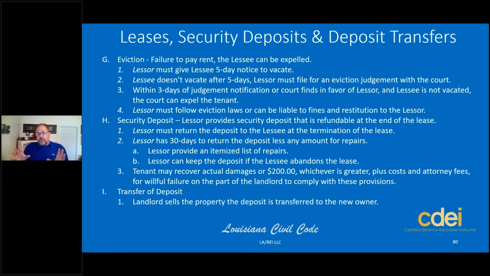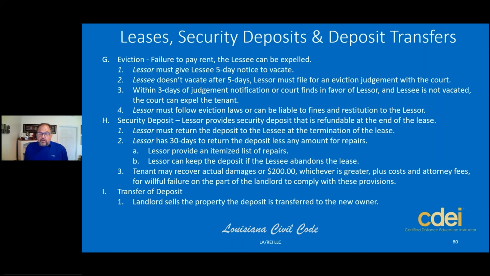Okay, and we're talking about a sale, a deed transfer. So 100% of the security deposit is going to be transferred to the new owner. Okay, so very important to understand. Eviction, 5-day notice. You got 5 days to vacate, and then within 3 days of the judgment notification, if the court finds in favor of the lessor and the lessee does not vacate, the court can expel.